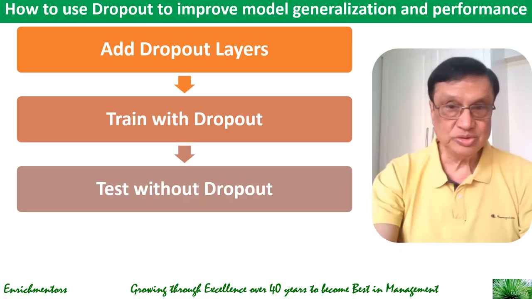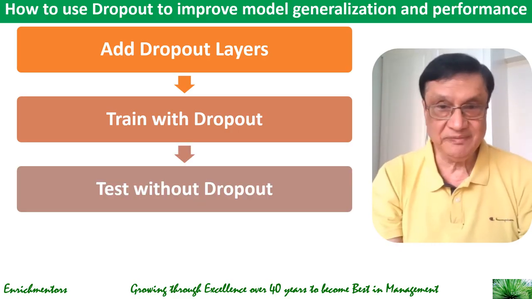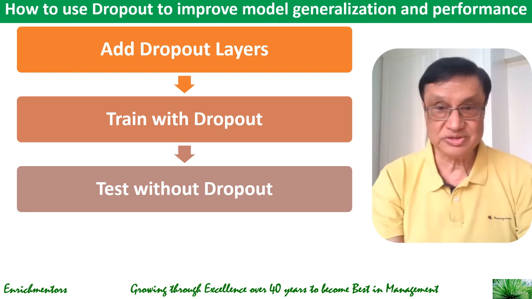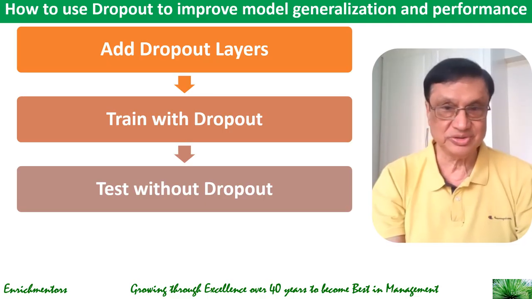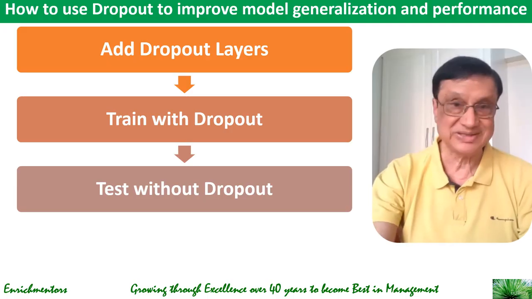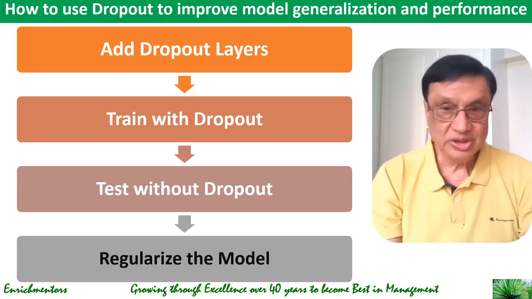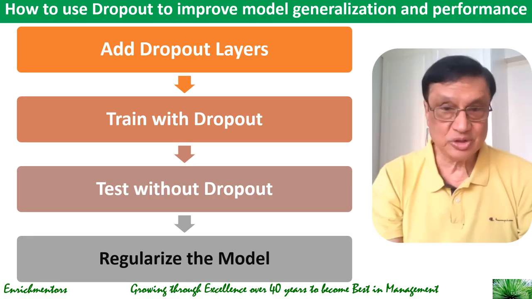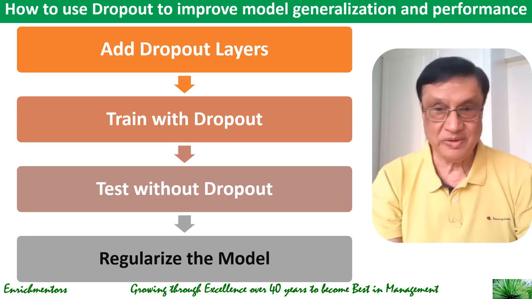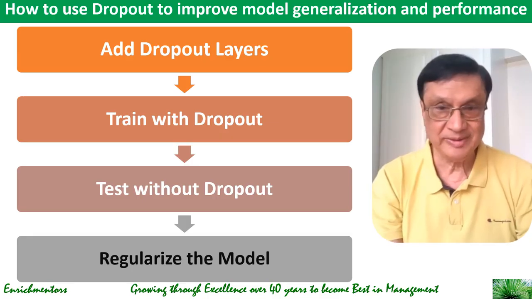Then during testing or inference, you disable dropout by setting the dropout rate to zero. This allows the model to use all neurons in the network, ensuring consistent and deterministic predictions. So testing without dropouts is the next step. Then you regularize the model, where dropouts act as a form of regularization by adding noise to the network and preventing overfitting.